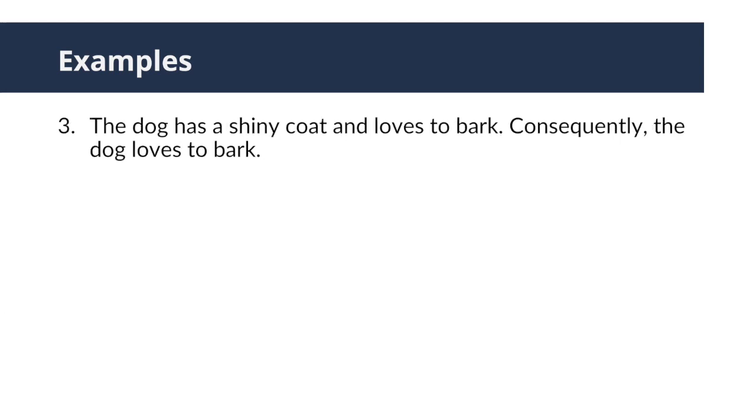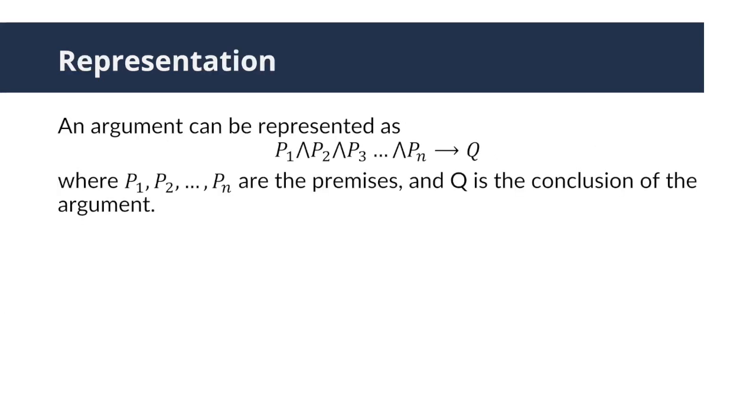Last example, the dog has a shiny coat and loves to bark. Consequently, the dog loves to bark. This argument only has 2 propositions. The first proposition implies the second one. Next, let's see how we can represent any argument.